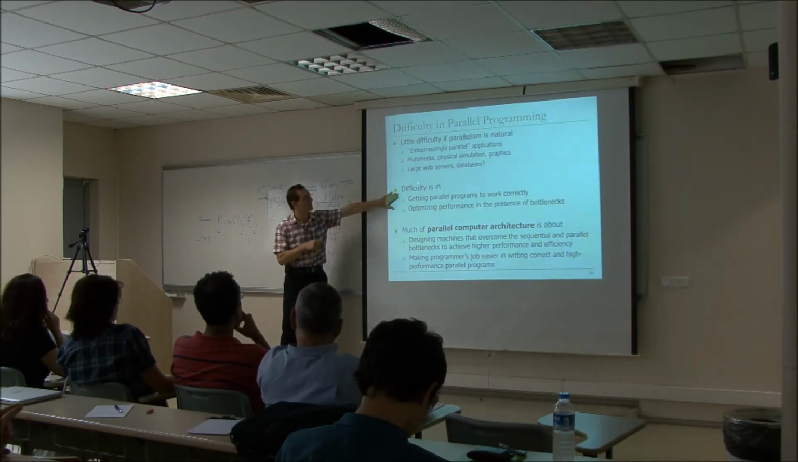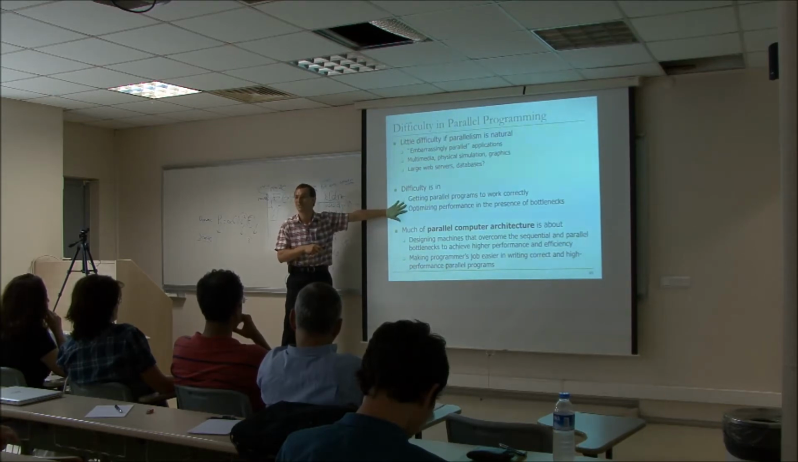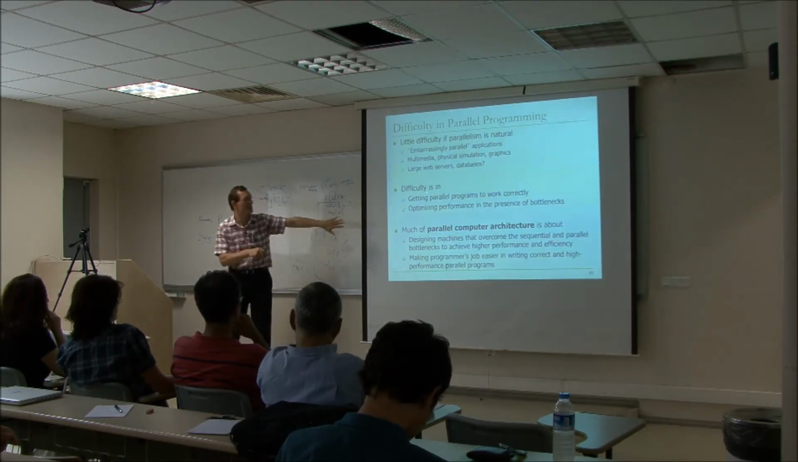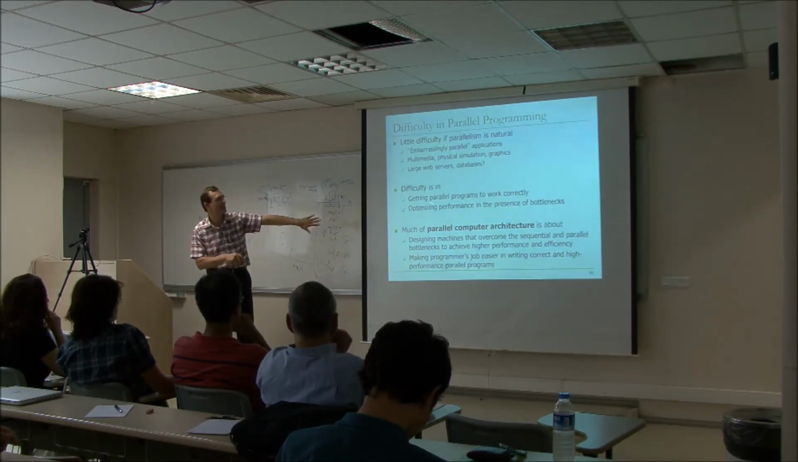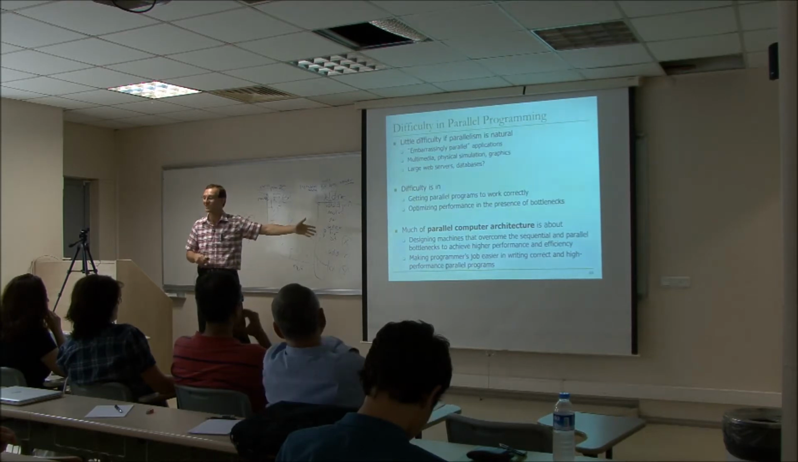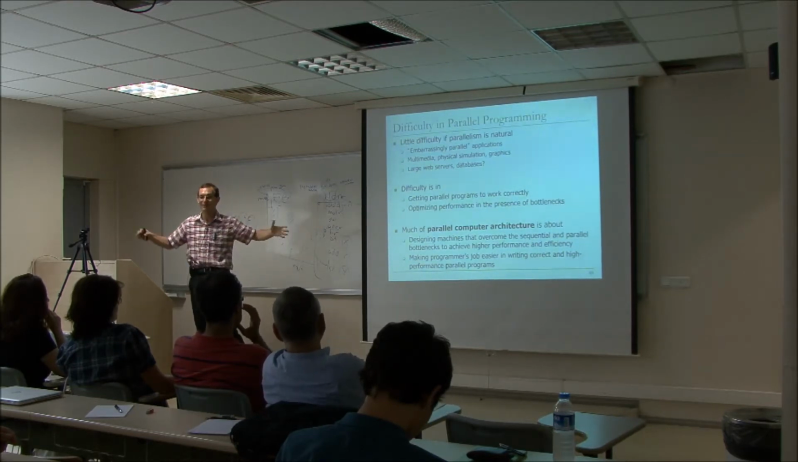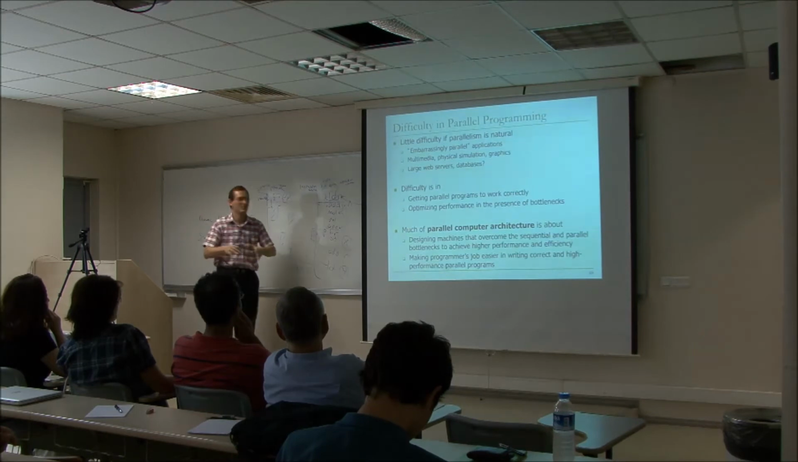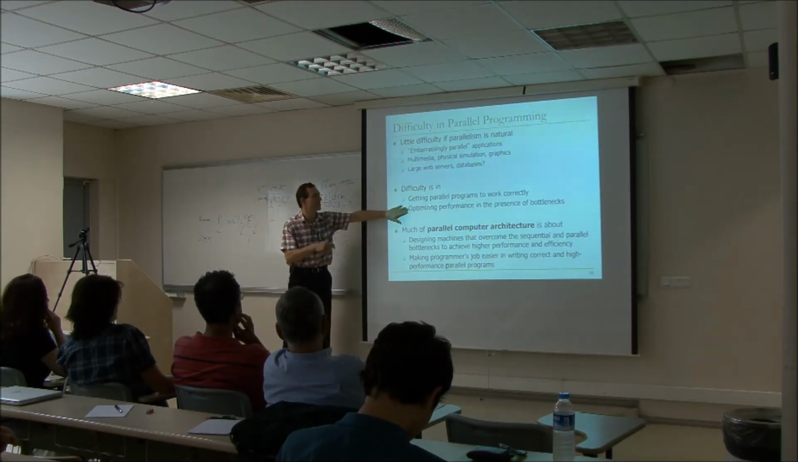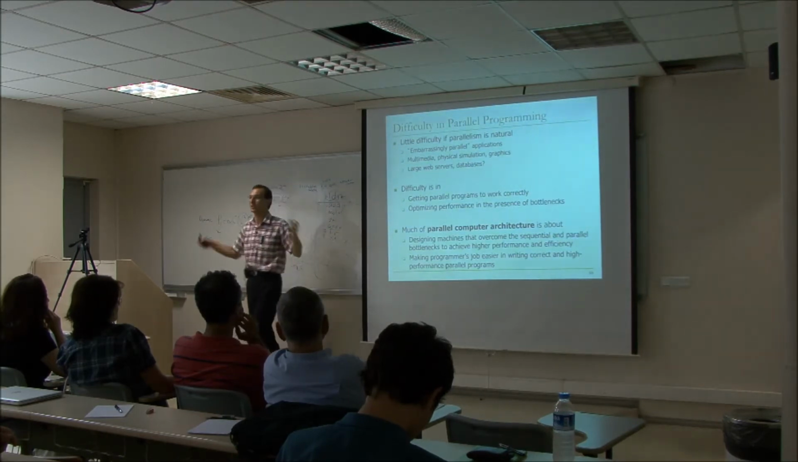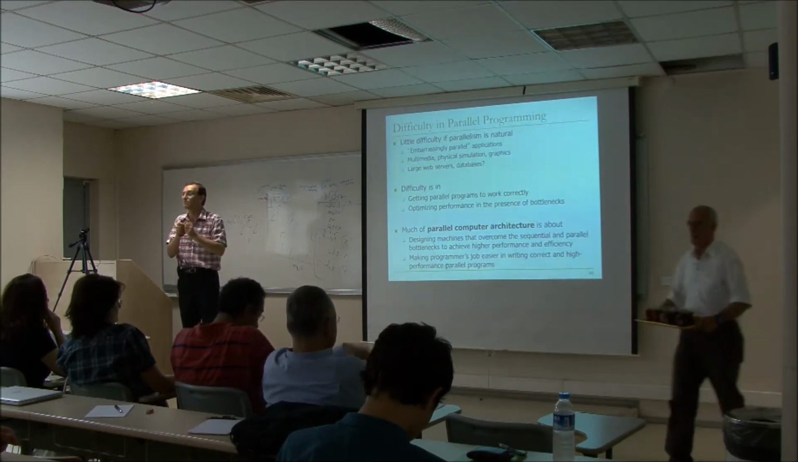But the difficulty is in two things. One is getting parallel programs to work correctly, and the second is optimizing performance in the presence of these bottlenecks. And these are very tightly related. If you don't need to optimize for performance, getting parallel programs to work correctly is actually easy, because you have reduced the parallelism in the program, right? But if you want to optimize for performance, then you would like to maximize the parallelism, which means that you would like to minimize these bottlenecks.